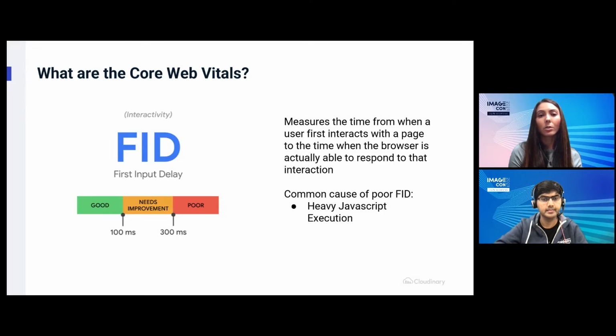And the next would be first input delay. So this captures a user's first impression of a site's interactivity and responsiveness. It measures the time from when a user first interacts with a page to the time when the browser is actually able to respond to that interaction. So for example, when you first load a page and you click a button, but nothing happens as the JavaScript is still executing. So this can be quite a frustrating experience. So although largest contentful paint measures the time it takes for content to visually render or paint on a page, it does not capture load responsiveness or how quickly a page responds to user interaction like first input delay does. Next slide, please.